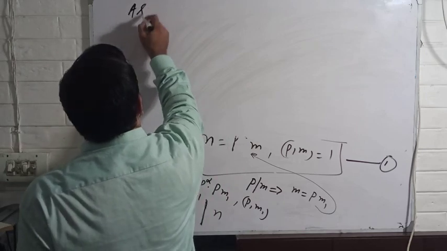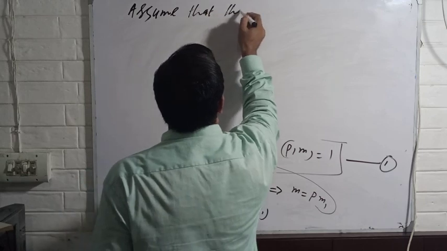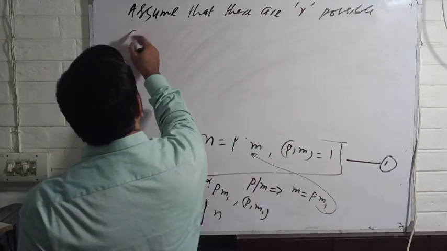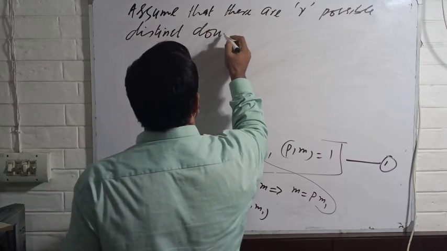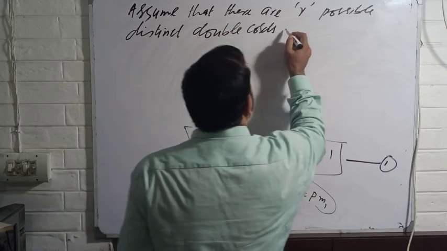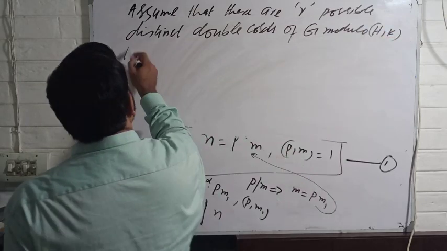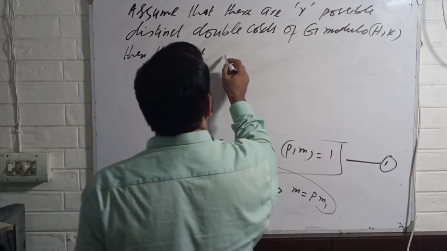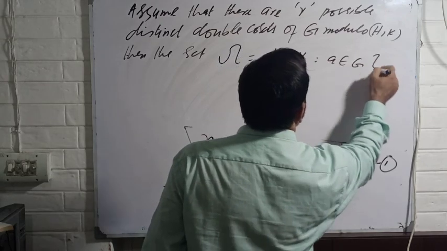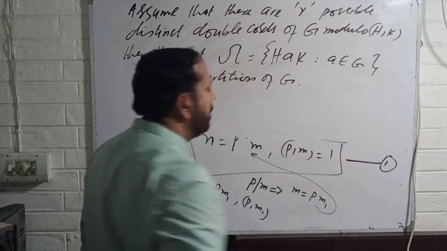Assume that there are R possible distinct double cosets of G modulo HK, then the set omega is equal to H A K, A belonging to G, is a partition of G, right. This is very much clear.